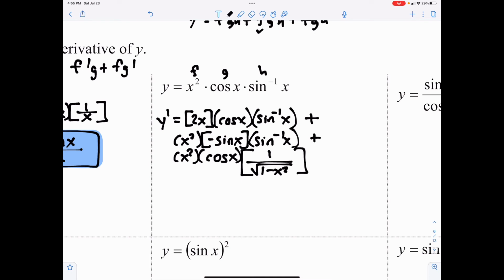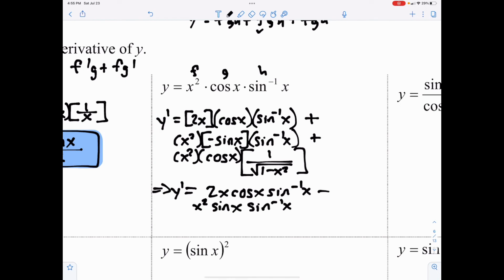Okay, so just to kind of clean that up a little bit, y prime would equal 2x cosine of x times the arcsine of x plus, now since there's a negative right there, that plus really is a minus, so minus x squared sine of x times arcsine of x plus x squared cosine of x over the square root of 1 minus x squared. Kind of a big one.